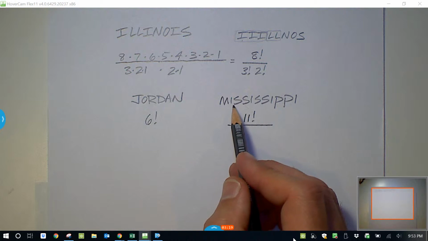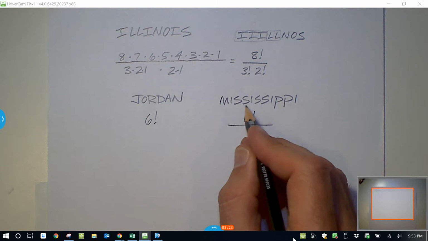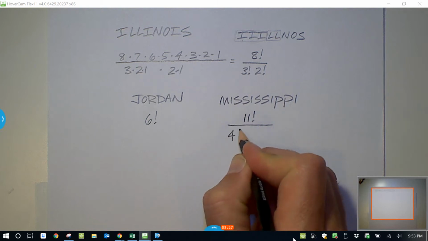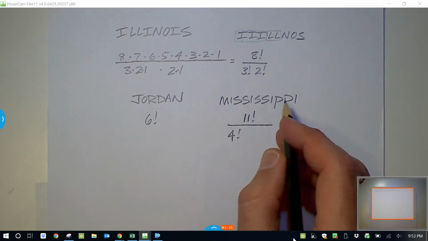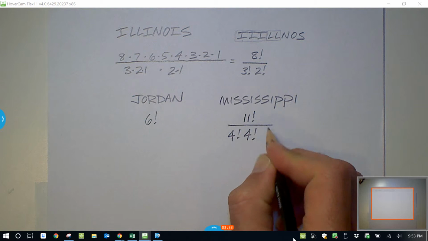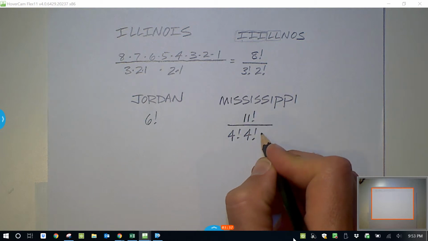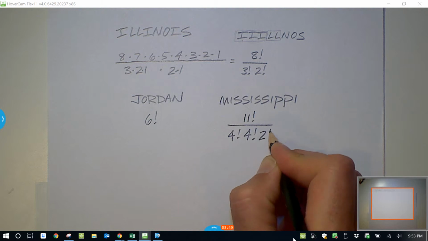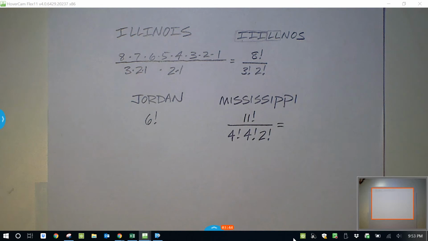So the first letter I notice that's repeated is the S's. And so to remove the ordering of those S's, we're going to divide by 4 factorial because there are 4 of them. Then I'm going to look at the I's. That's another divide by 4 factorial. Then we repeat the P's twice, two P's, so we're going to divide that by 2 factorial. So the result of this division here is the number of different orderings in the word Mississippi.